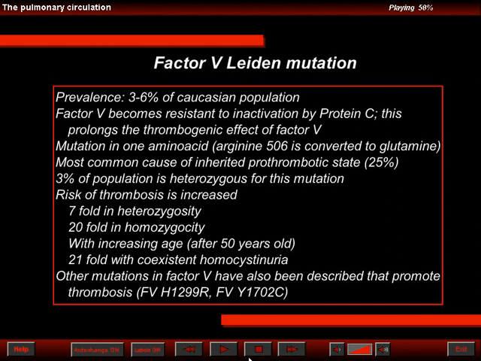The risk of thrombosis is increased 7-fold in heterozygosity, 20-fold in homozygosity, with increasing age, such as after 50 years of age, and 21-fold with coexistent homocystinuria. Other mutations in factor V have also been described that promote thrombosis, FV H1299R and FV Y1702C.